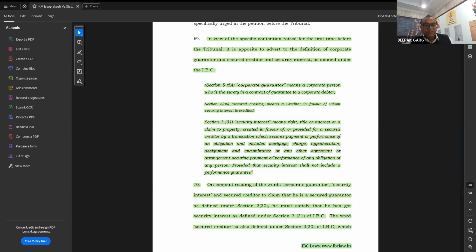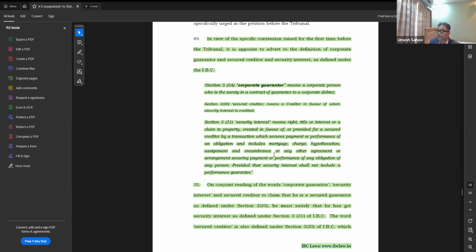Yes, sir. Okay. Sir, both the section and definition are vital here. First one is corporate guarantor, means a corporate person who is a surety in a contract of guarantee to a corporate debtor. Section 3, subsection 31, security interest means right, title, interest provided for a secured creditor by a transaction which secures payment or performance, whatever the things.